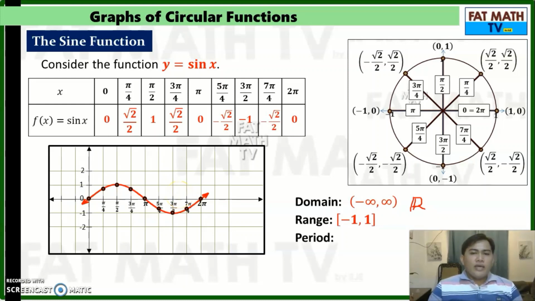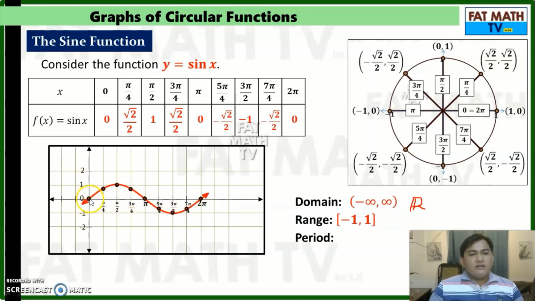And then we have the period. Since, as I said a while ago, this cycle will repeat from 2 pi, it will again make the same shape. So we call these functions periodic functions, meaning after a certain interval, it will repeat itself. It will be like this again here, here.